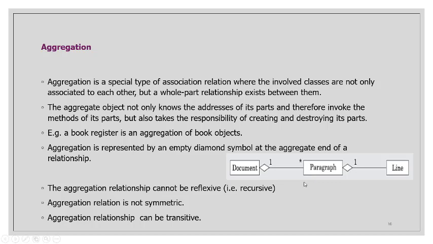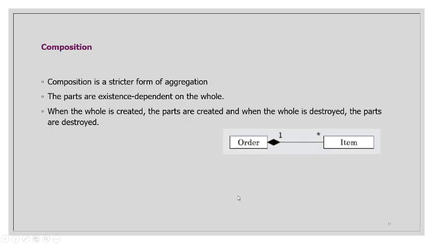Okay. Now, composition. Composition is somewhat stricter than aggregation, in which the parts are existence dependent on the whole. The parts are existence dependent on the whole.